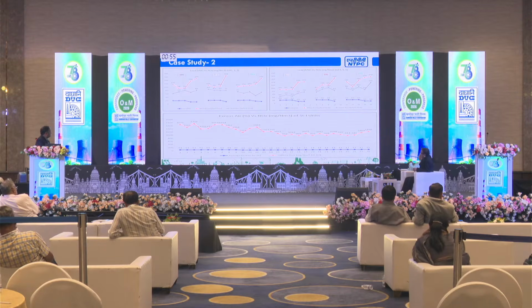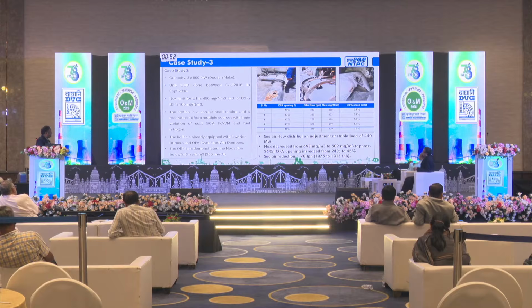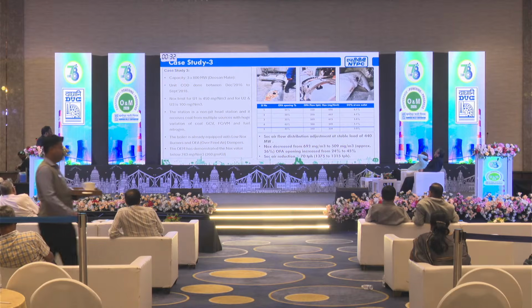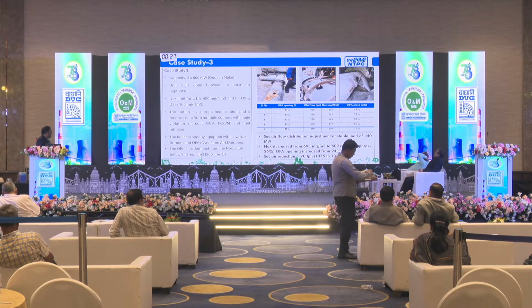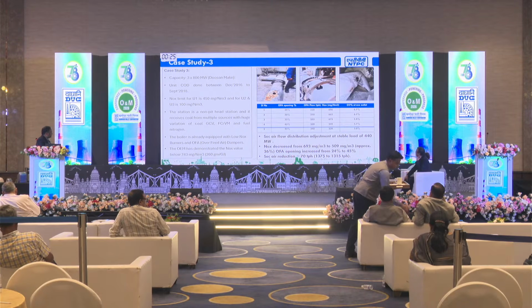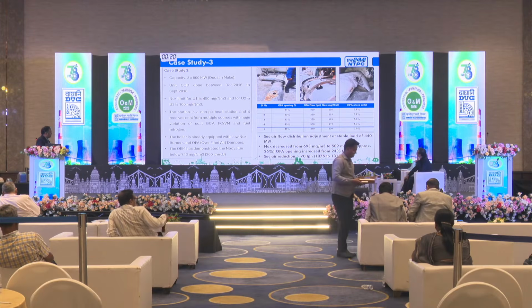Case study 3 is somewhat different. It is an 800 MW, newer plant, already installed with low NOx burners and SOFA modification. SOFA is already provided, but they are still maintaining higher NOx, more than 450 mg per Nm cube. So we were able to reduce the NOx by optimizing excess air and secondary air, from 693 to 500 mg per Nm cube, around 26%.